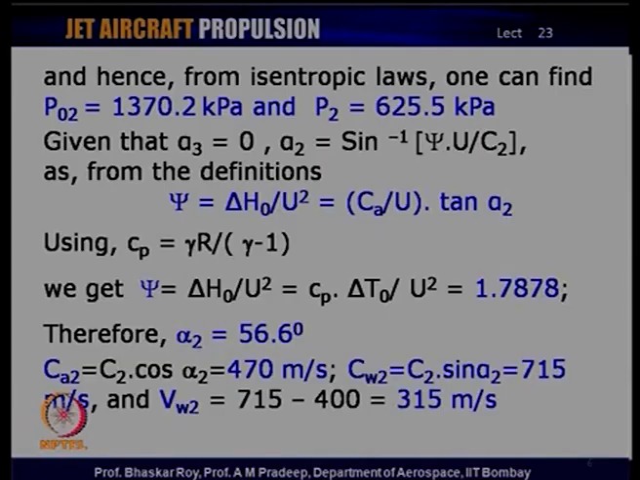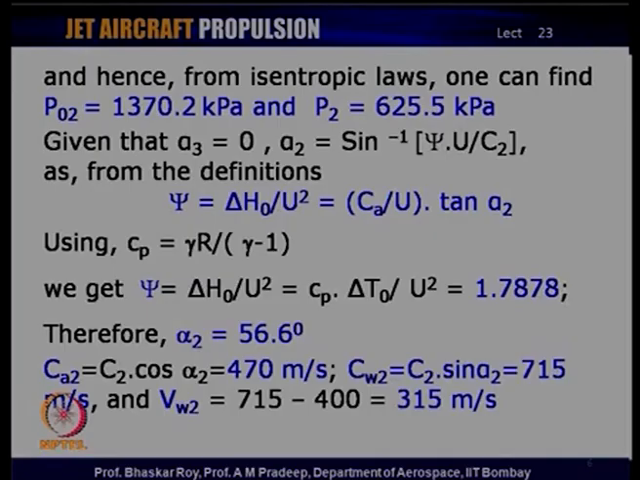Now, from all these calculations, what we get is alpha 2 is equal to 56.6 degrees. This is the angle at which the flow is coming out from the stator nozzle. Correspondingly, the CA2, the axial component of this velocity, would be 470 meters per second, and CW2, that is the whirl component or tangential component of the absolute velocity, would be 715 meters per second. And of course, your VW2, that is the relative tangential component, would be 315 meters per second.